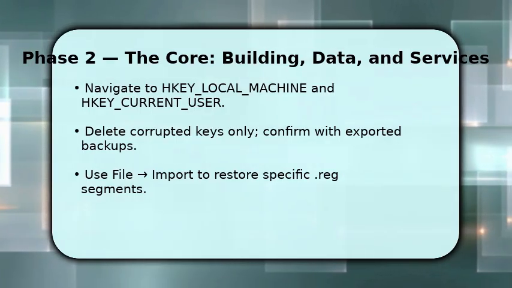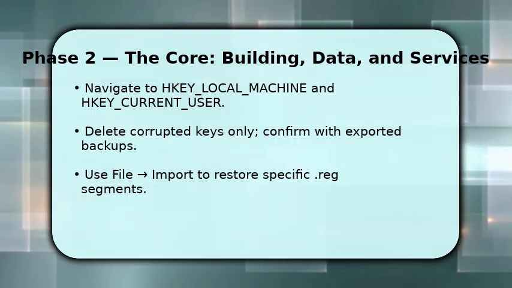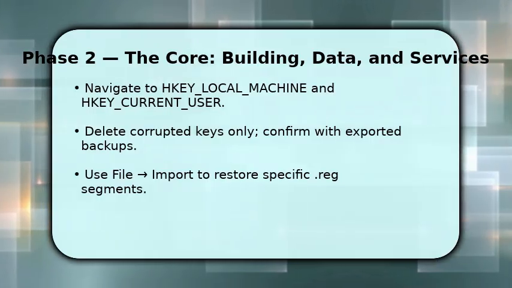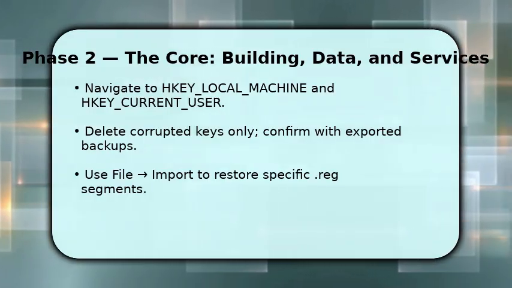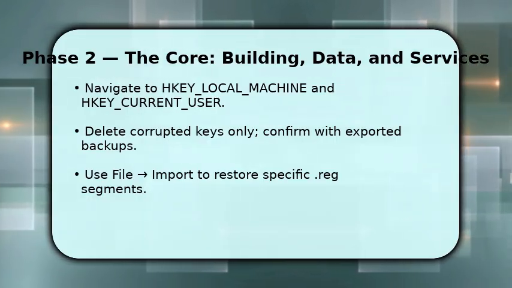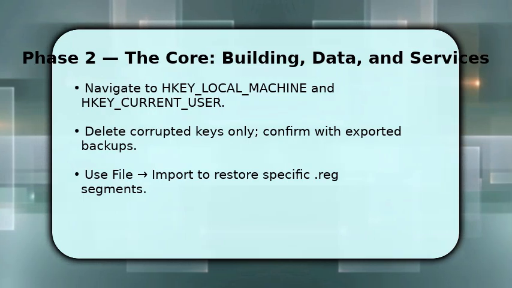Once you remove a problematic key, use File, Import to reapply clean segments from your saved .reg if needed. Make sure to refresh the view and validate dependent services. Restart those services before moving to the final completion steps. You are near the finish.